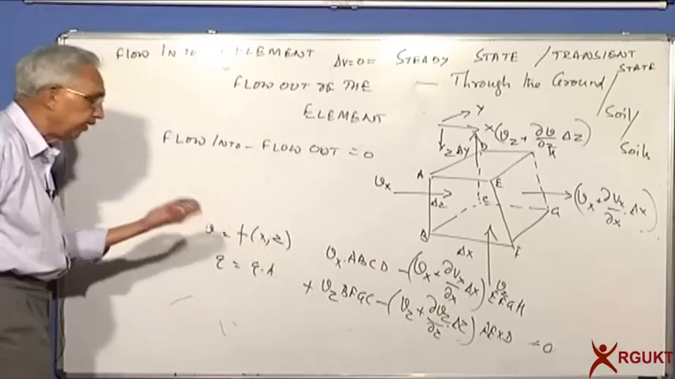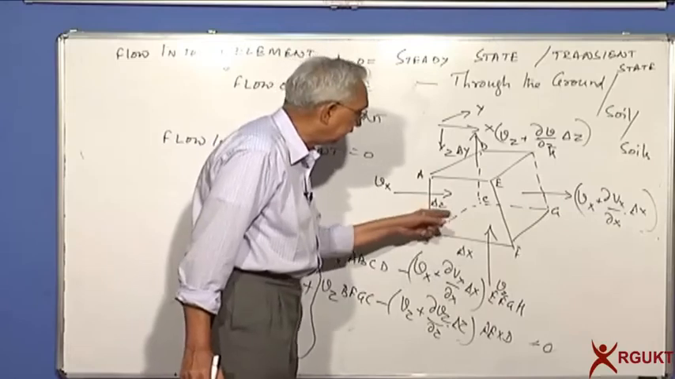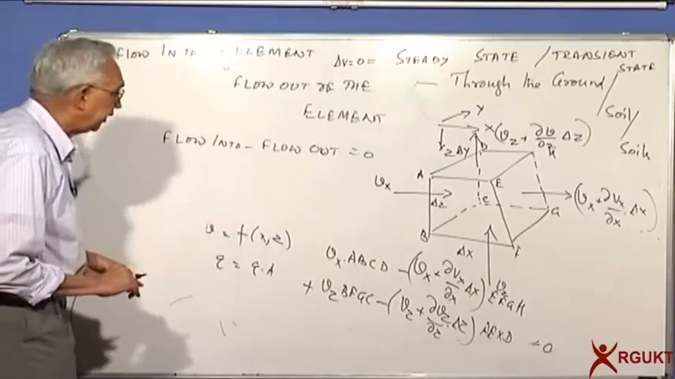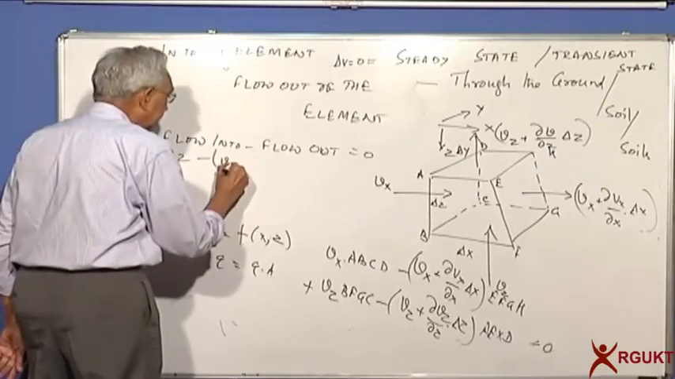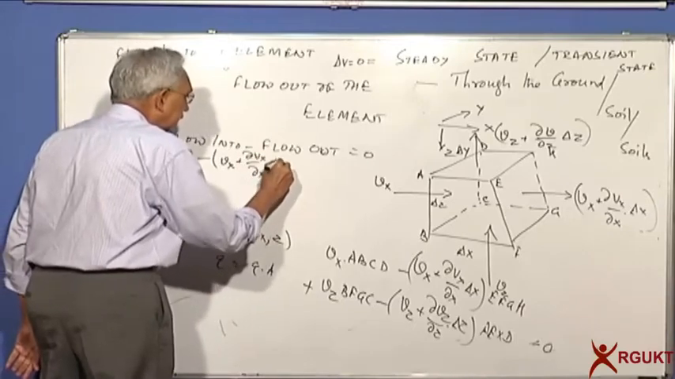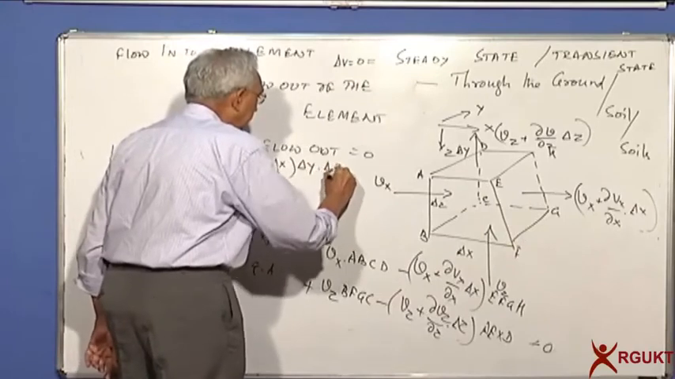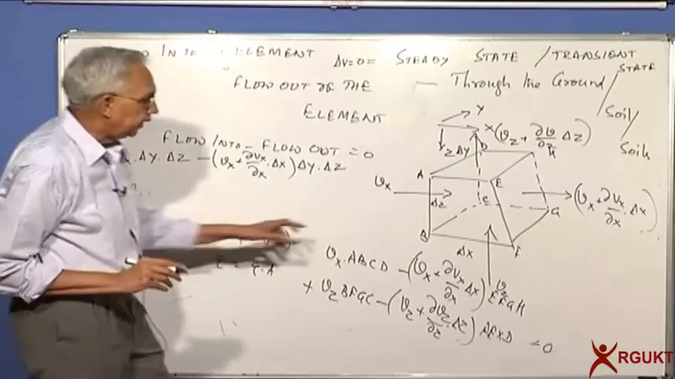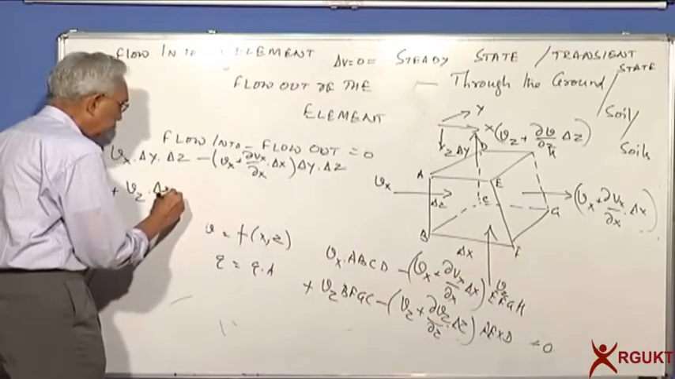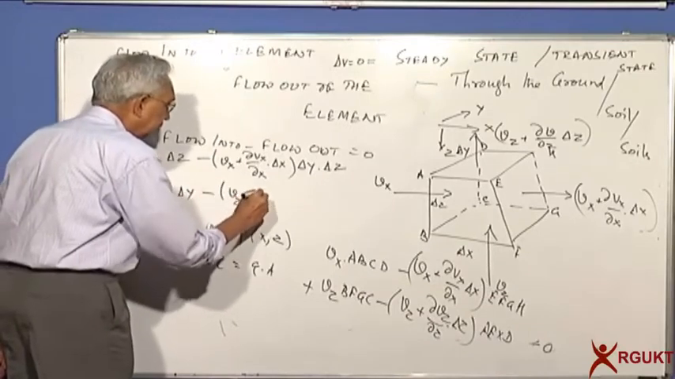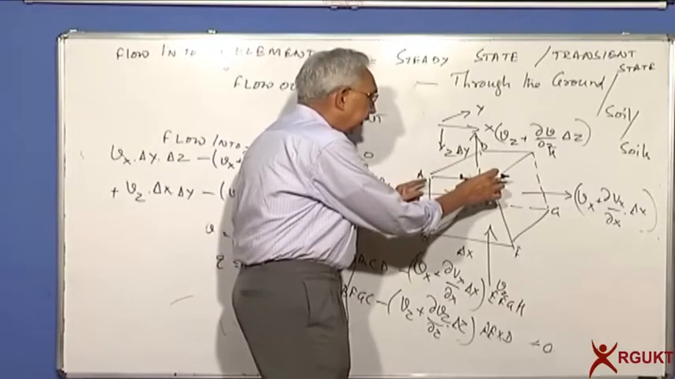Now let us find the area of this element. ABCD, AB is delta Z and BC is delta Y. So delta Z into delta Y will give me the area of this element. So let us now write Vx into delta Y into delta Z, minus (Vx plus delta Vx). What is the area? EFGH, again delta Z and delta Y. Plus now Vz. What is the area? BFGC. This is delta X, this is delta Y. Minus (Vz plus delta Vz by delta Z). What is the area? AEHD. AE is delta X, EH is delta Y.